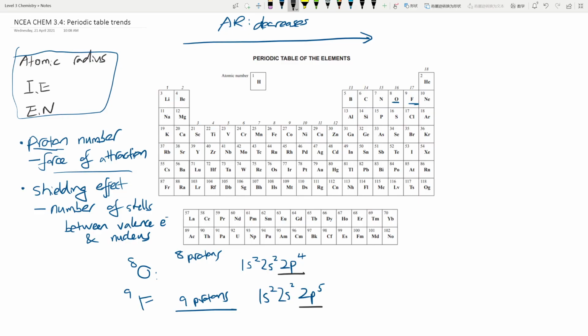So there's no actual shielding effect because they're sitting in the same row. The number of people sitting between the teacher and that group of students will be the same because they're sitting in the same row.